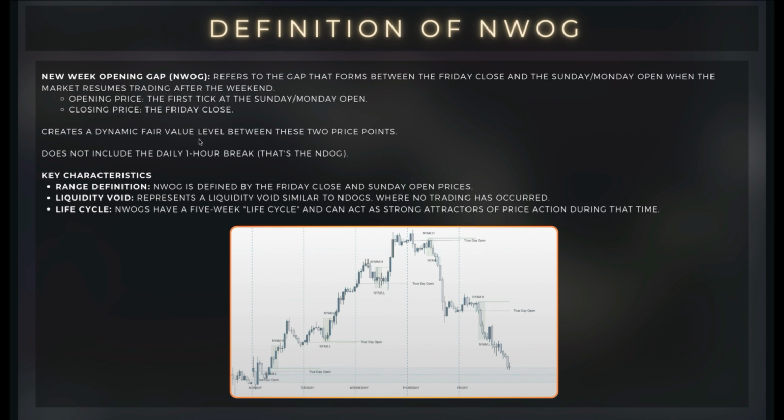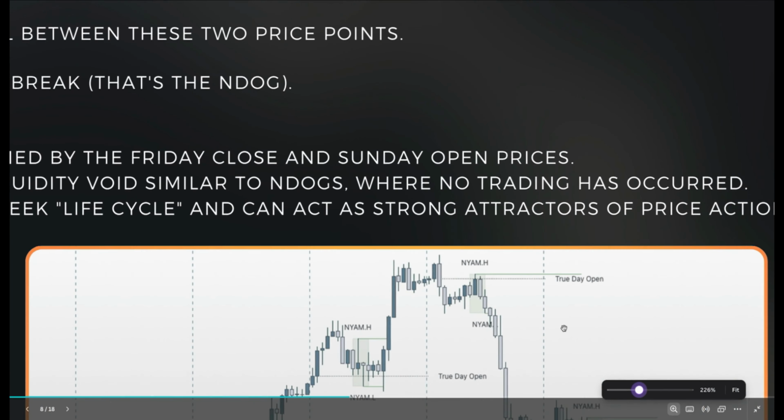This creates a dynamic fair value level between these two price points. It does not include the daily 1-hour break. That's the new day opening gap. Key characteristics. Range definition: the new week opening gap is defined by the Friday close and Sunday open prices. Liquidity void: it represents a liquidity void similar to new day opening gaps where no trading has occurred. Life cycle: new week opening gaps have a 5-week life cycle and can act as strong attractors of price action during that time.